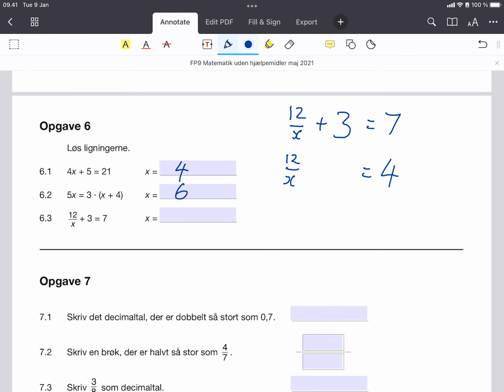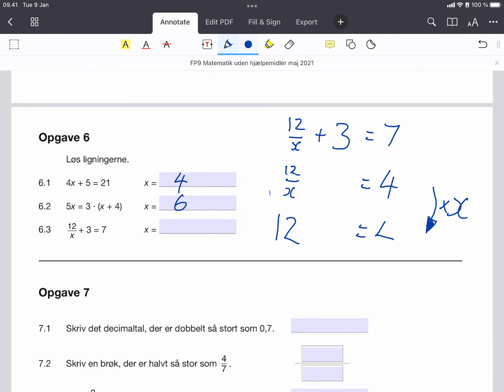I'd like to get rid of that fraction, so I'm going to get rid of that fraction by multiplying by the denominator. So if I multiply everything by x, then I'll just have 12 on the left, because the times x and the divide by x in the fraction will cancel each other out. But to keep the equation balanced, I've got to multiply the other side by x as well. So multiplying both sides by x, 12 is equal to 4x. Well, I want to know what 1x is, so I'll divide everything by 4 both sides. 3 is equal to x. x equals 3.